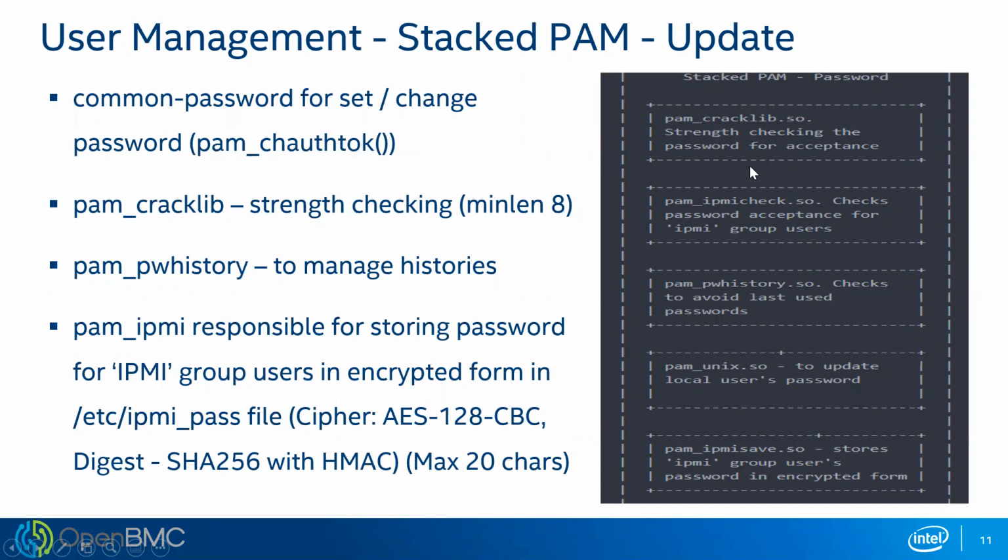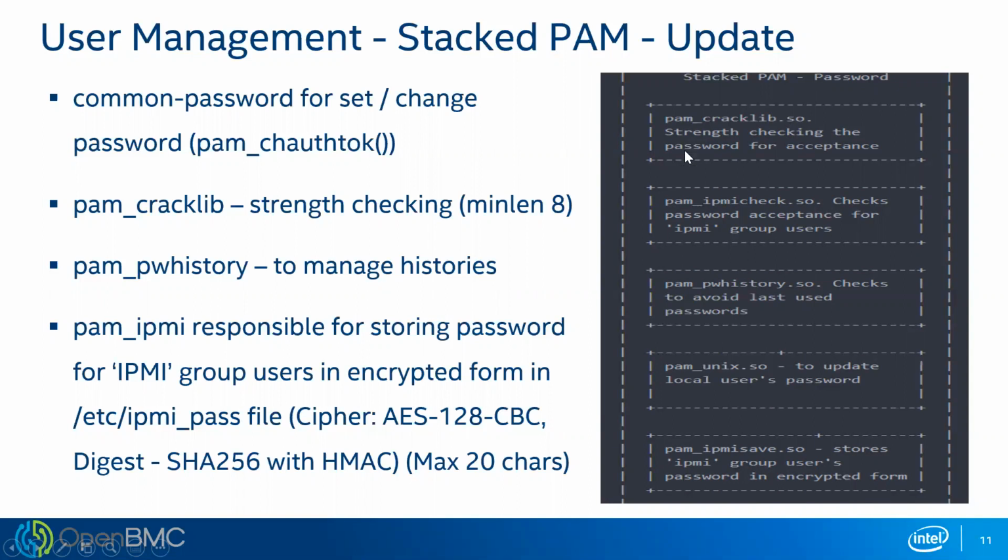So we first do a strength check through PAM cracklib. This is also basically Linux based. Then we also do password history checking, just to make sure that, in case the customer wants it, the last 3 passwords are ignored and you should not use them again. And we also have pam_unix, which is going to store the password as a one-way SHA hash. But at the same time, if the user belongs to the IPMI group, then what PAM IPMI save will do is try to store the same password in an encrypted form.